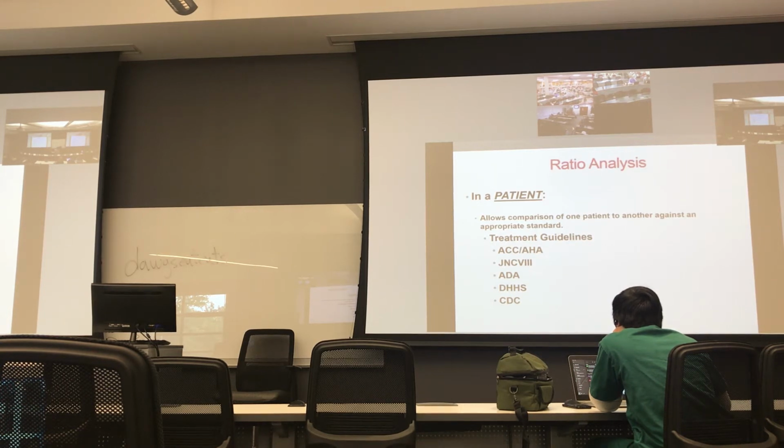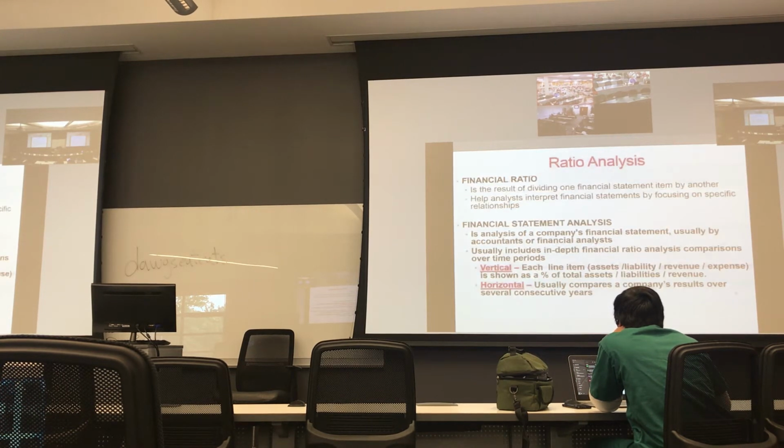All right, so we do ratios with a financial ratio. It's just dividing one number into another, and it just has to be what number we're going to pick. And then when you do an analysis, that's when you look at the company and say, well, here's all these numbers. What does this mean?